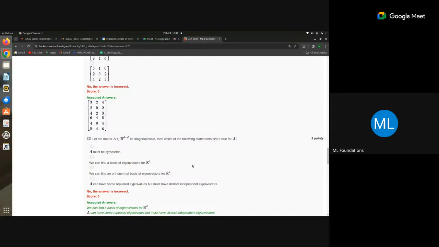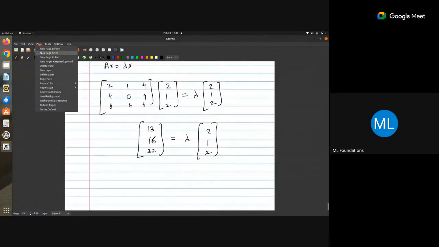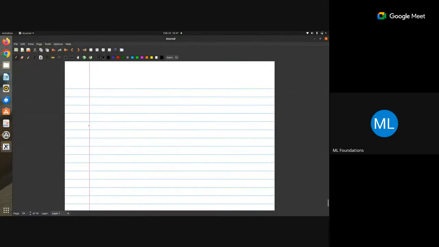All of you know? Yes, sir. Okay, maybe I'll give a little bit of theory here then. Not everybody is sure about it, I guess. So S inverse A S equals lambda. Eigenvectors, inverse A into eigenvector is equal to eigenvalues.